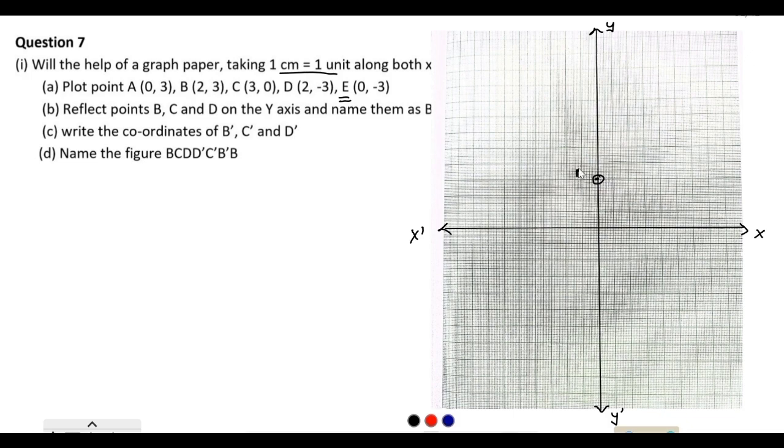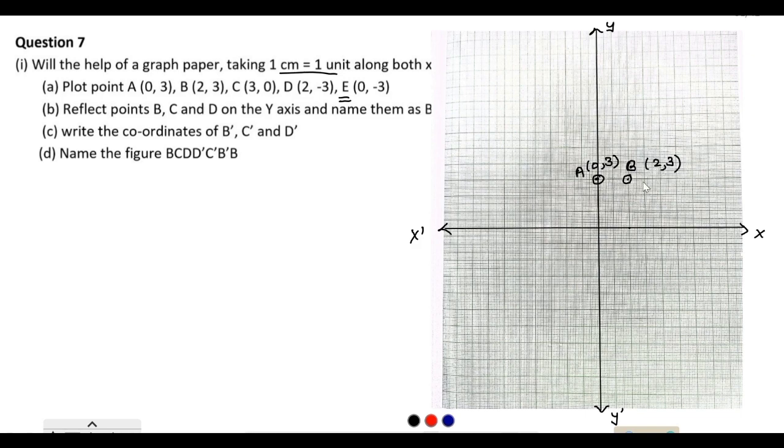This is point A having coordinates 0, 3. Scale 1 centimeter is equal to 1 unit. It means the normal scale that is denoted on the graph is the one we have to take. Point B is 2, 3: 2 on x axis and 3 on y axis. This is point B having coordinates 2, 3.